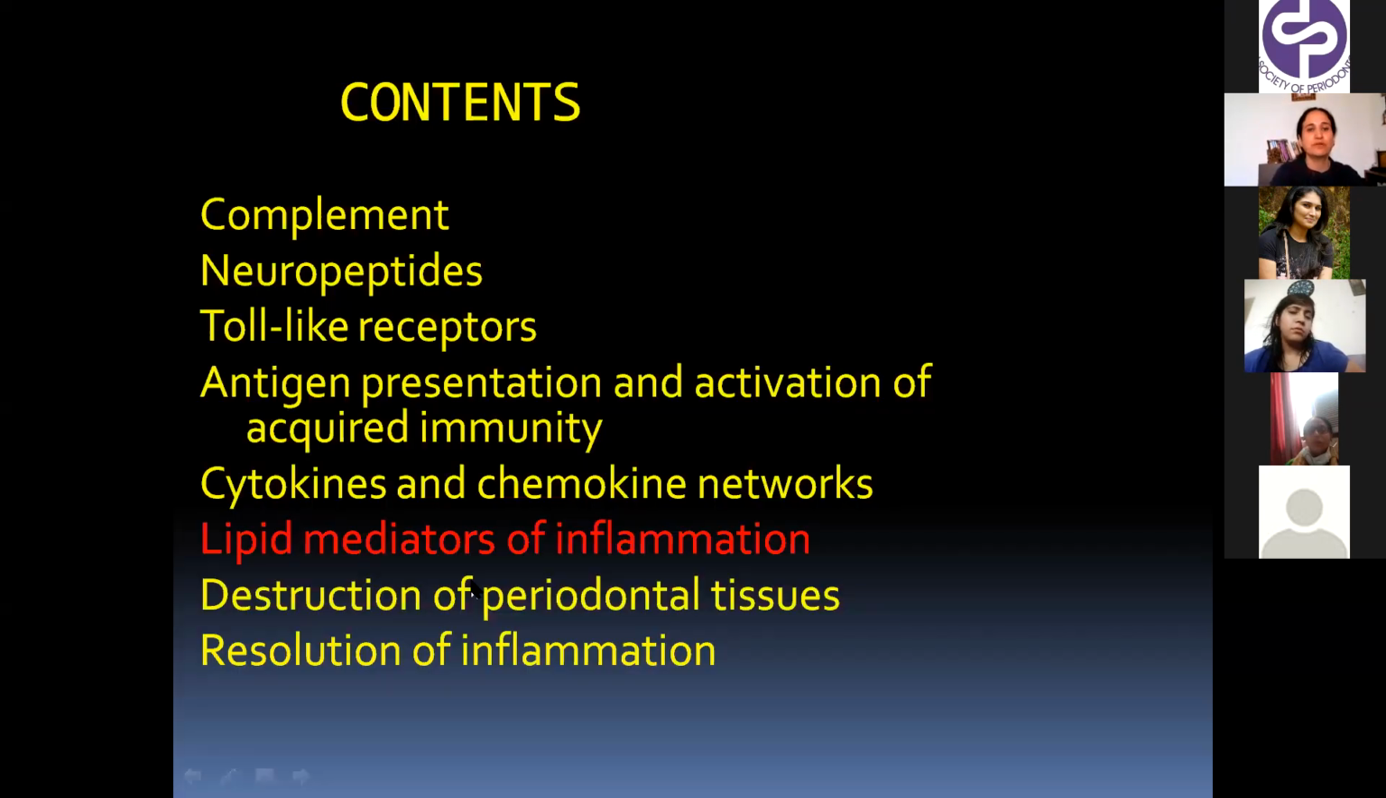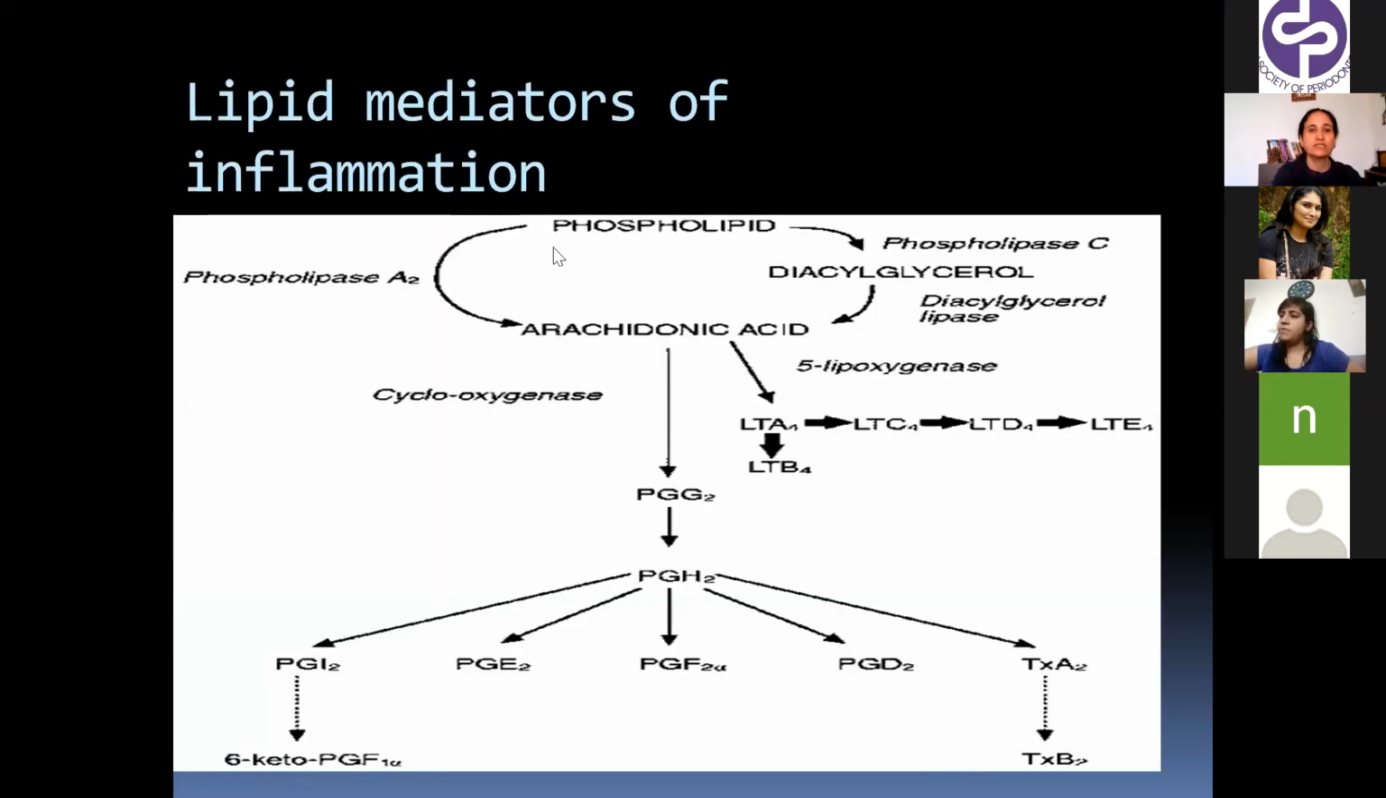Now we come to the lipid mediators of inflammation. You must have read about that; I'll go briefly through it. The phospholipid on the cell surface is acted on by phospholipase A2. It leads to arachidonic acid metabolism, and there are two types of elaboration, the cyclooxygenase and lipoxygenase pathways, which lead to different products.